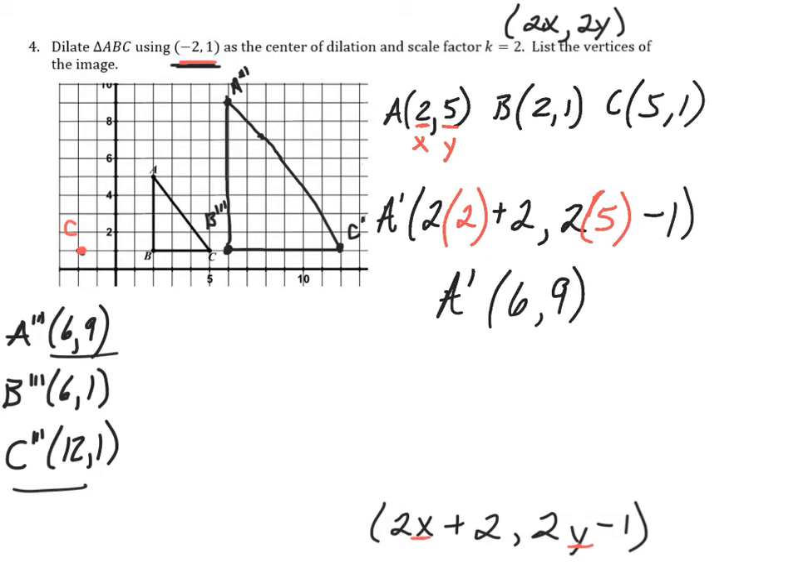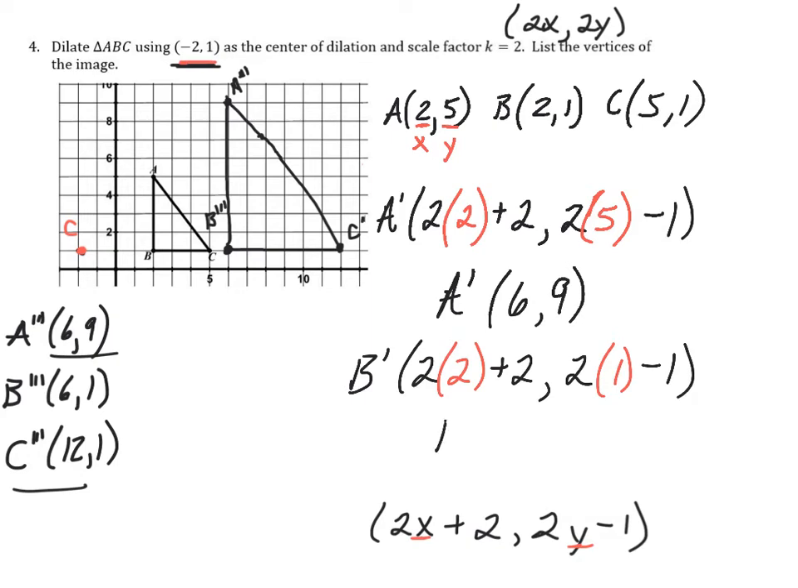So I could use this rule for my other points to figure out where their location is going to be. For B prime, for example, it would be 2 times the x value plus 2. And then for my y, it'd be 2 times y. In this case, our y is only 1, minus 1. So now it looks like B prime is going to end up at 6, 1. And then I could use the rule again to figure out my final point C. And I'm going to end up with 12, 1.